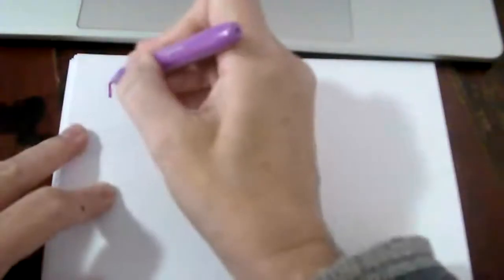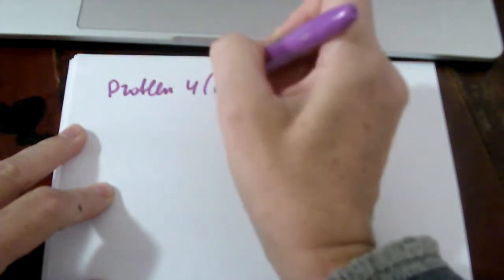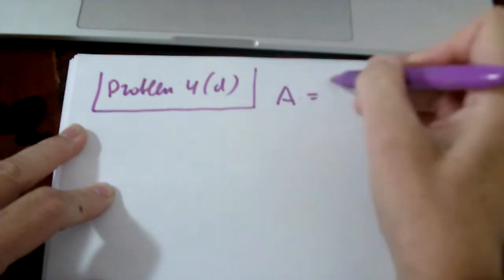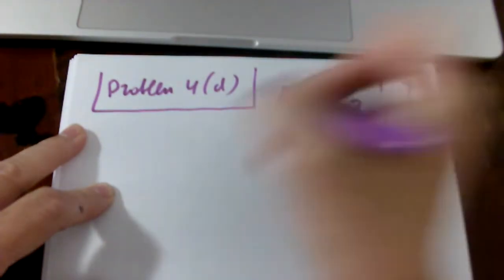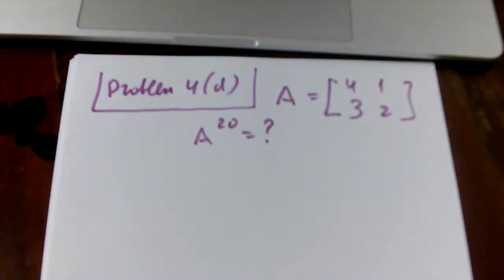Okay, so it's going to be problem 4D from our tutorial list. Question 4D. So we have matrix A there, which is 4, 3, 1, 2, and the assignment is to calculate A to the power of 20. Sounds like a very serious assignment.